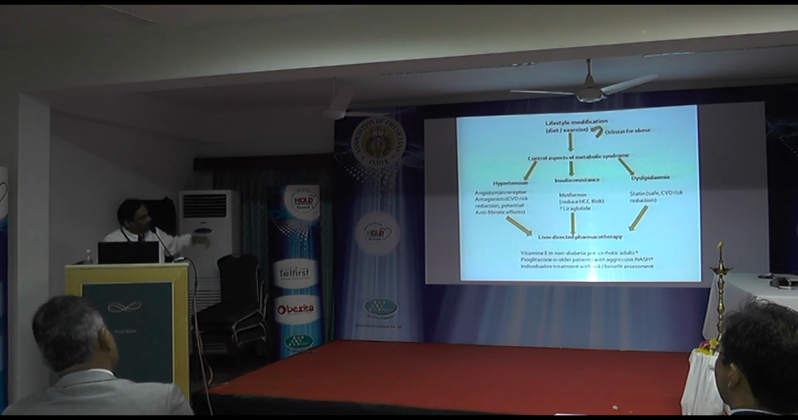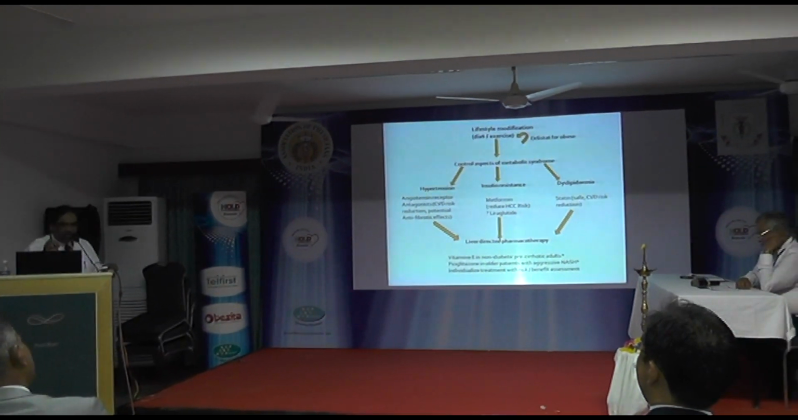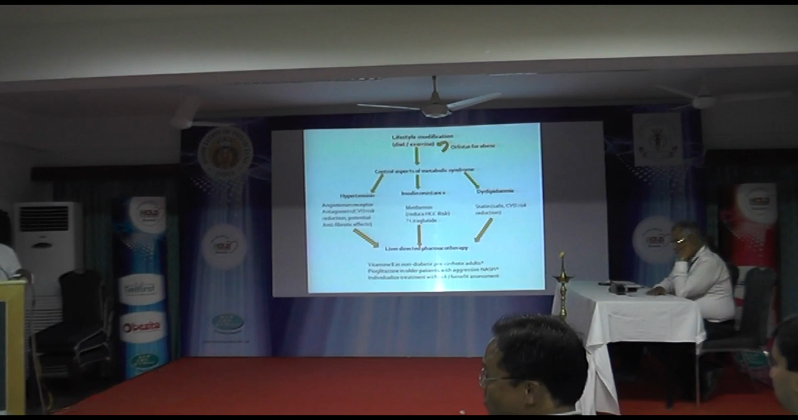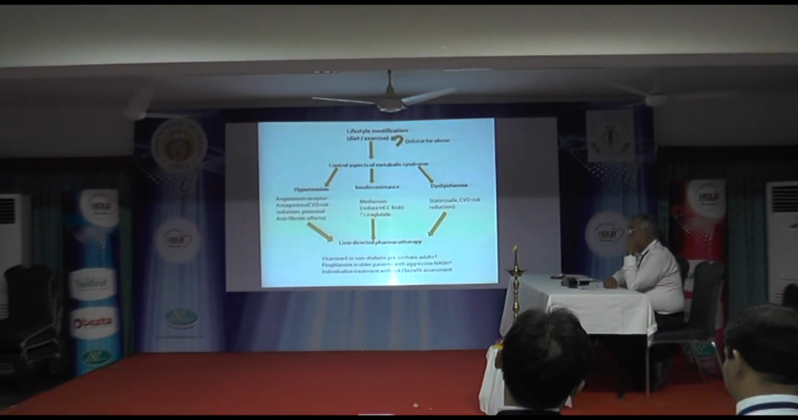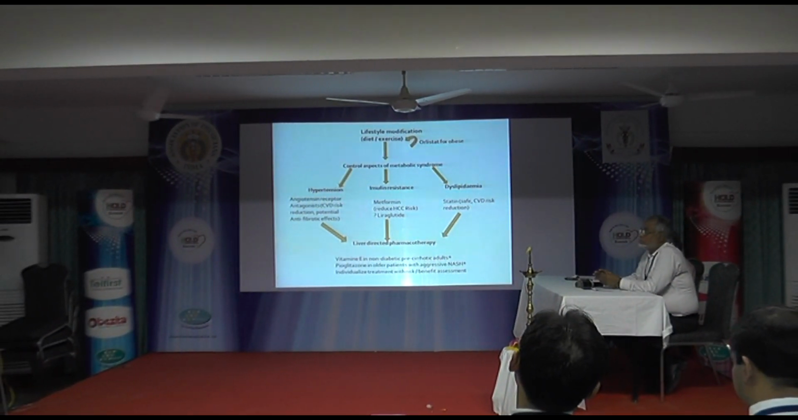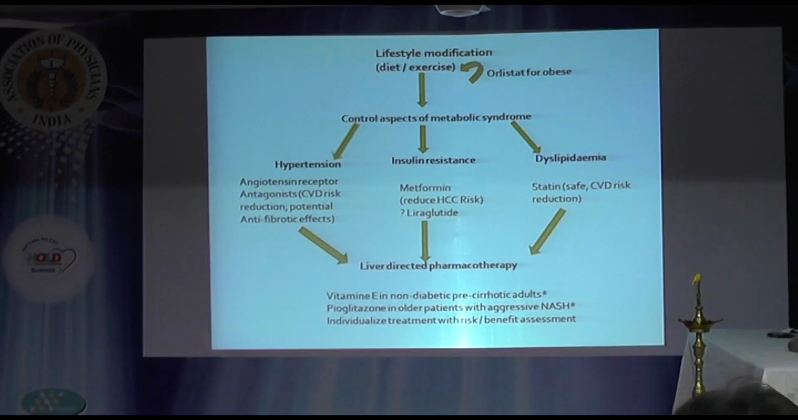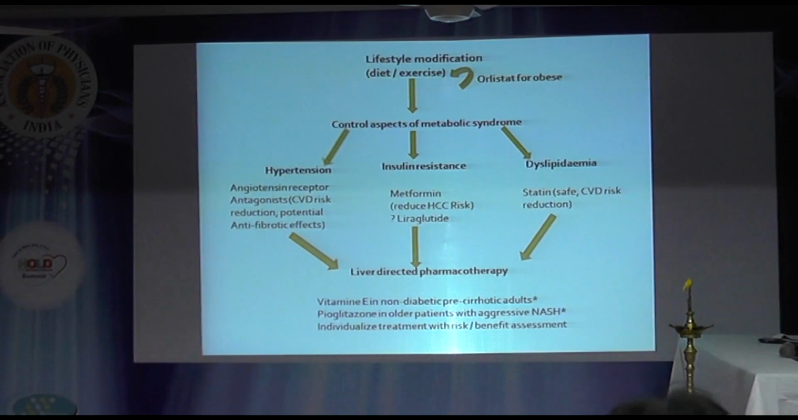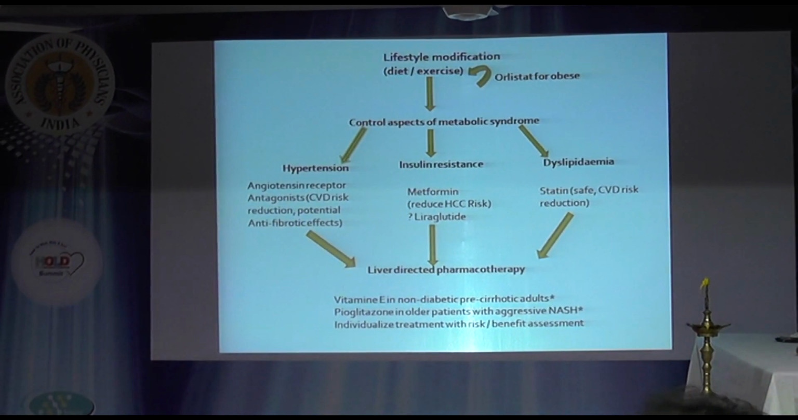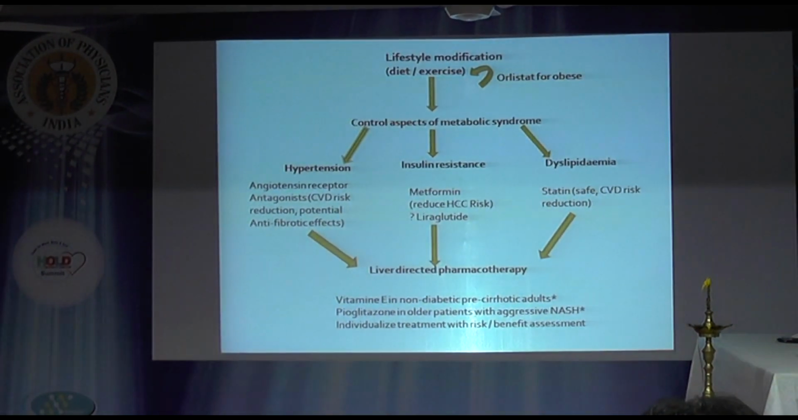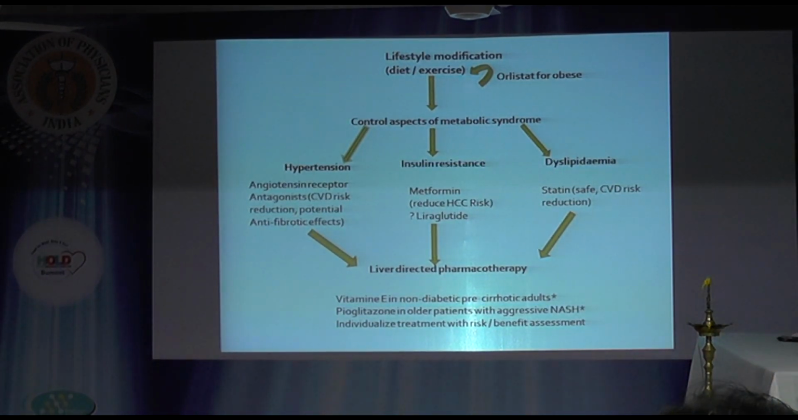And for those who have hypertension, angiotensin receptor antagonists are the drug of choice. For those with insulin resistance and diabetes, metformin, which has also been shown to reduce hepatocellular carcinoma risk. And for those with dyslipidemia, statins, because again they are safe, CVD risk is reduced, and there is some evidence to suggest that fibrosis is reversed as well.